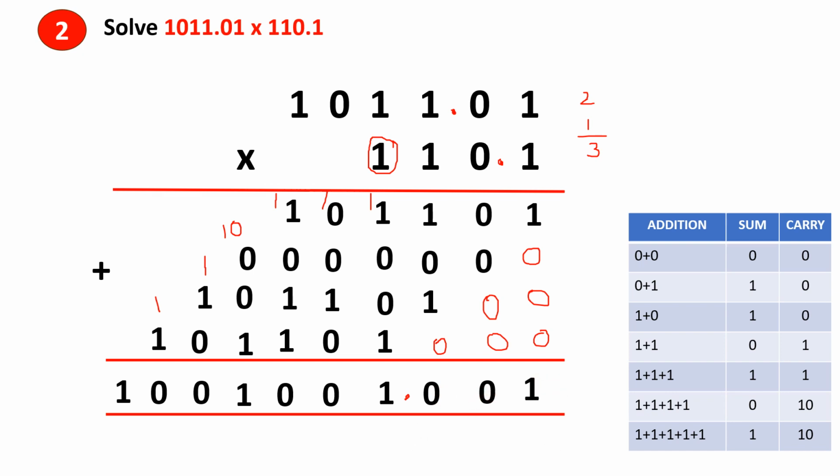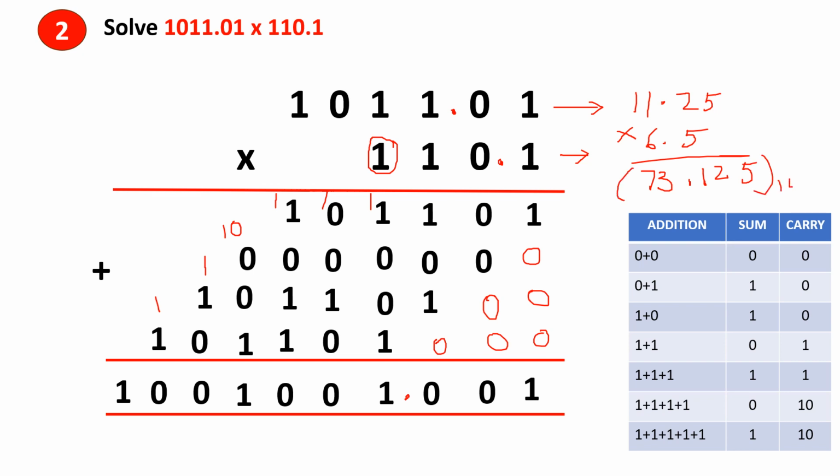So now let us check it with the decimal multiplication. The decimal equivalent of this number is 11.25, and the decimal equivalent of this number is 6.5. These are decimal numbers, base 10. When we multiply this, we get the answer 73.125. This is the base 10 decimal number. So this answer should be equivalent to this decimal number.